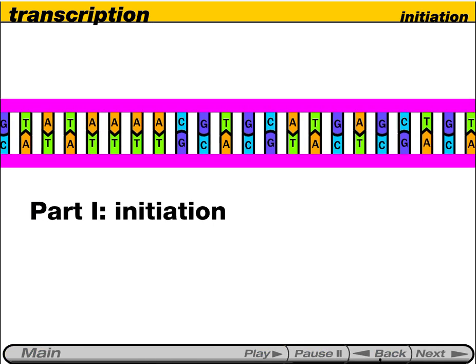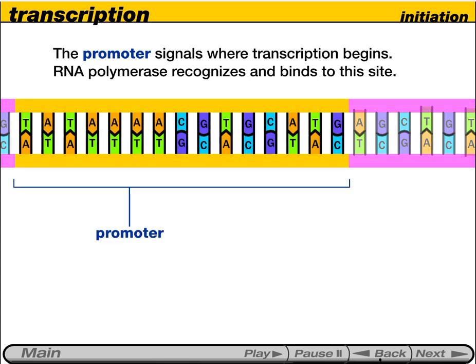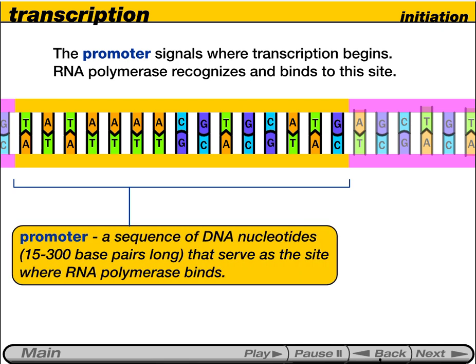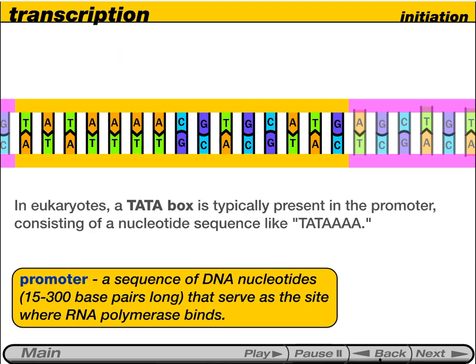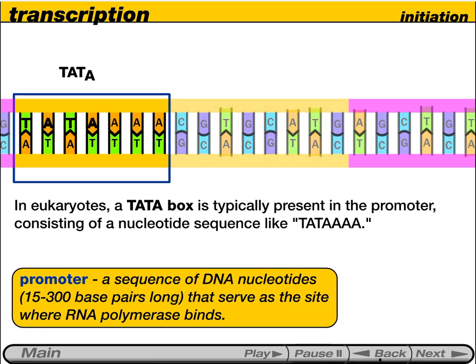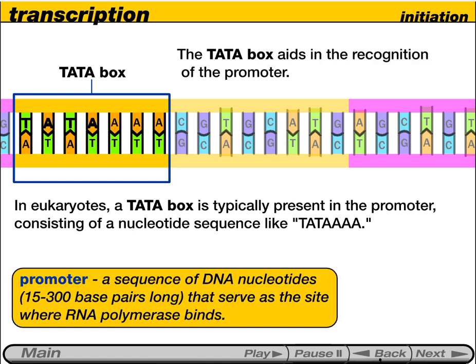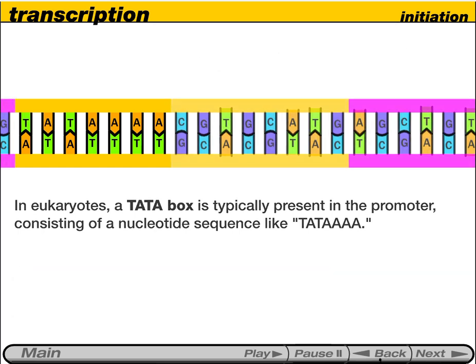Part 1. Initiation. The promoter signals where transcription begins. RNA polymerase recognizes and binds to this site. The promoter is a sequence of DNA nucleotides, 15 to 300 base pairs long, that serve as the site where RNA polymerase binds. In eukaryotes, a TATA box is typically present in the promoter, consisting of a nucleotide sequence like TATAA. The TATA box aids in the recognition of the promoter.